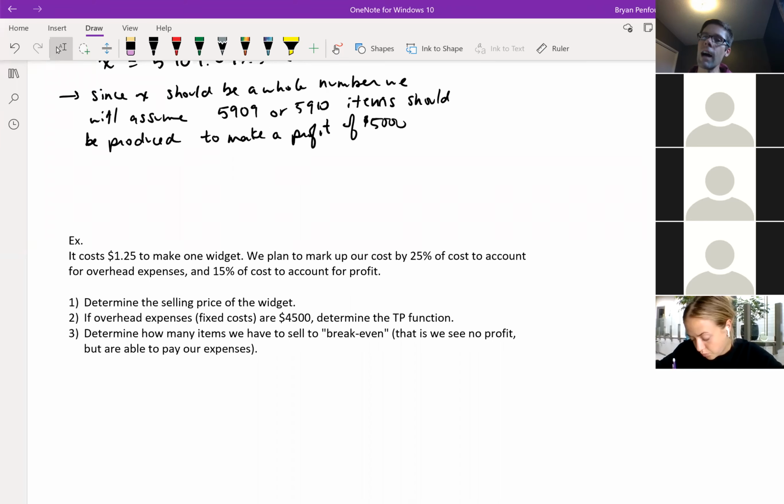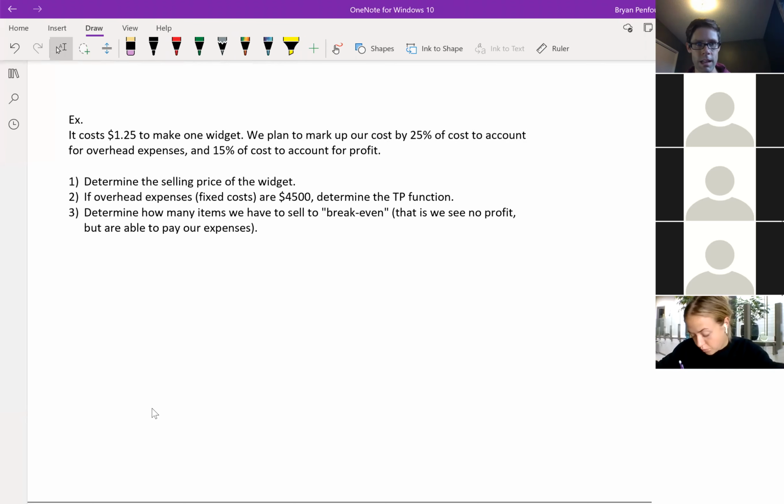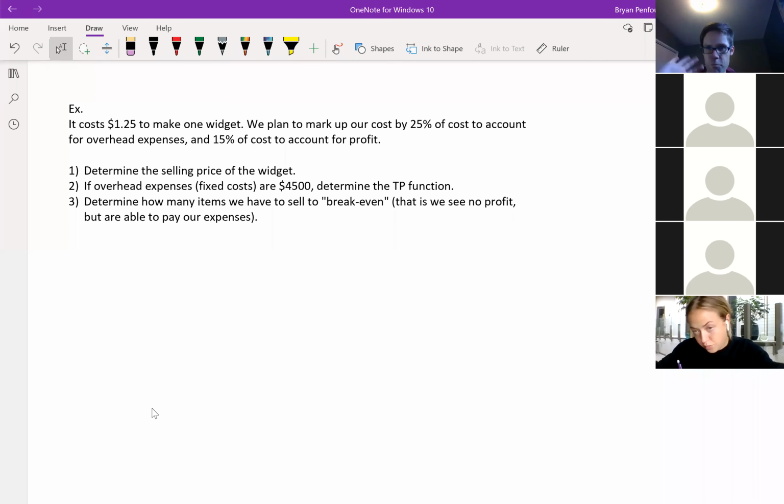In part two, after we've calculated the selling price, then we should be able to get at the total profit function. And then in part three, I want to appeal to your intuition about what we think break even means and discuss this idea of breaking even.